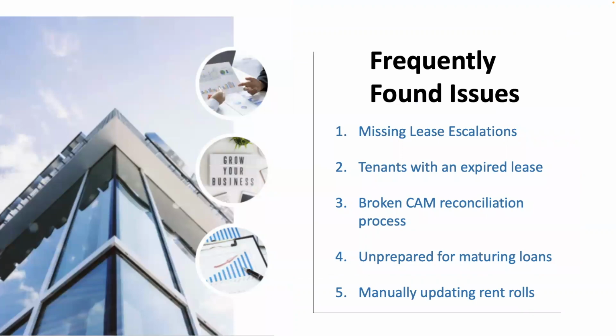These are the most frequently found issues that we have discovered when working with our customers. Missed lease escalations, where that annual bump was missed. Tenants who had an expired lease, or an immature or broken CAM reconciliation process, or it may not even be happening at all. They have loans that are coming due that are just a bit of a surprise to them. And then people are creating and updating rent rolls in spreadsheets on a regular basis.